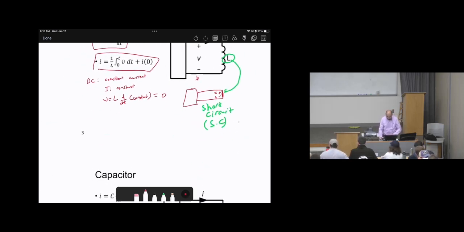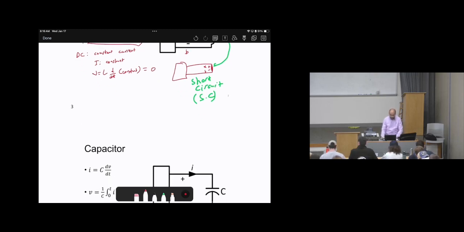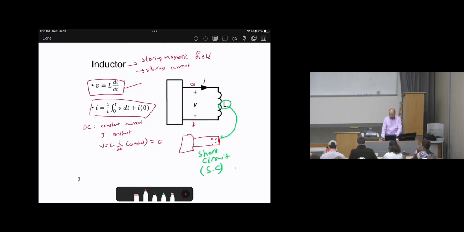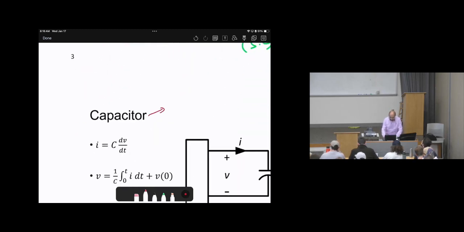Now, how about the other thing, which is the capacitor? The capacitor is also a storage element, but it's the opposite of the inductor. Actually, the inductor and the capacitor are the opposite of each other. Inductor, storing currents or storing magnetic field. Capacitor, storing, what's the opposite of magnetic field? Electrical field. What's the opposite of the currents? Voltage. So it's the opposite of everything. So I would say the capacitor is storing electrical field, or in other words, storing voltage.